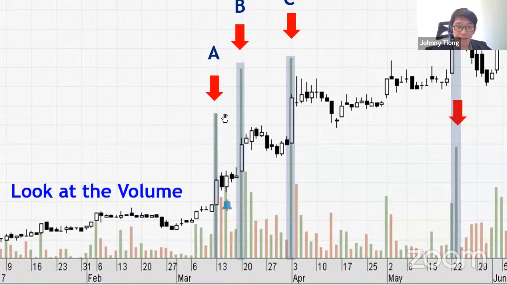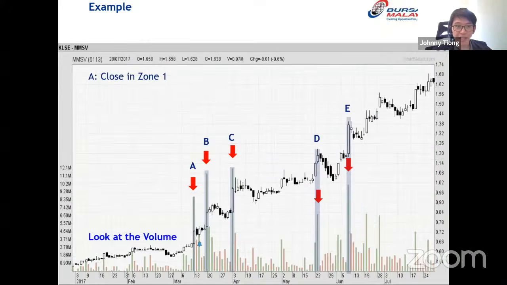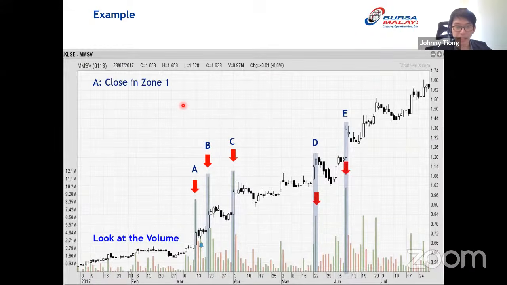You see the volume is high. So what is this volume doing? They are actually buying the stock and pushing the stock price up. So candle A closed in zone 1. Zone 1 means buyers are in control.